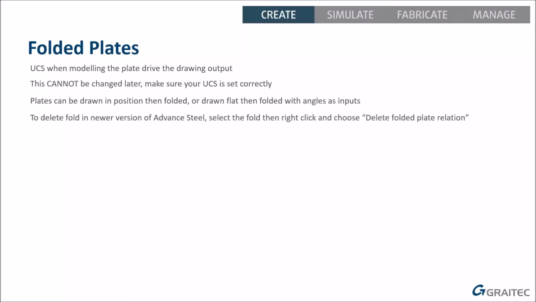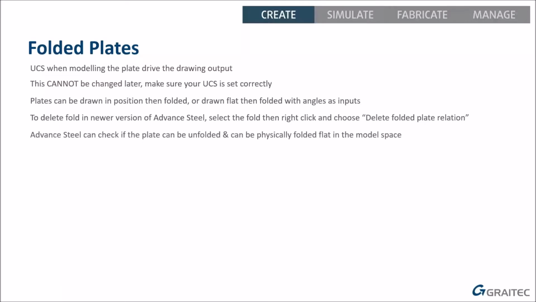Previous to 2018, you would select the fold and just hit the delete button, and then that would delete the fold. It was actually 2019. From 2019 onwards, you have to select the fold and then right-click and choose Delete Folded Plate Relation. Again, that is just a system setting that Autodesk have changed, so there's not much we can do about that, I'm afraid.